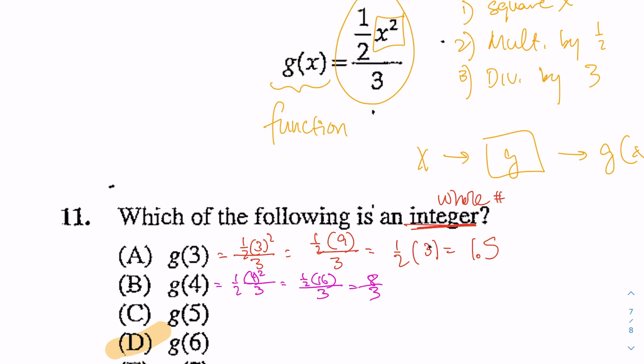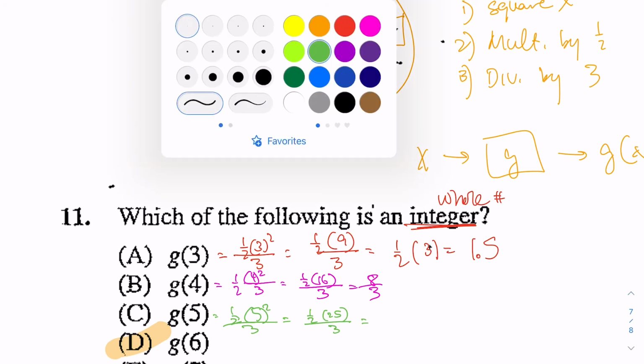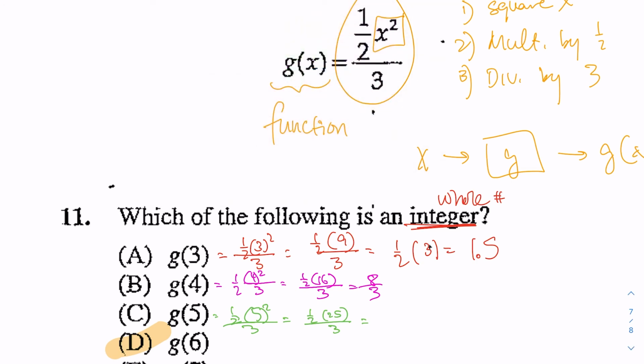Then you try choice C, which is 5. That's 1/2 of 5 squared divided by 3. It's going to be 1/2 of 25 over 3. And here you can see it's already not a whole number because 25 can't divide by 3. And try 6. You have 1/2 of 6 squared divided by 3. It's going to be 1/2 of 36 over 3. That 36 is a multiple of 3 and it's also a multiple of 2, so you know it's going to work. Half of 36 is 18, and 18 over 3 is 6. That's a whole number, so the answer has to be choice D.